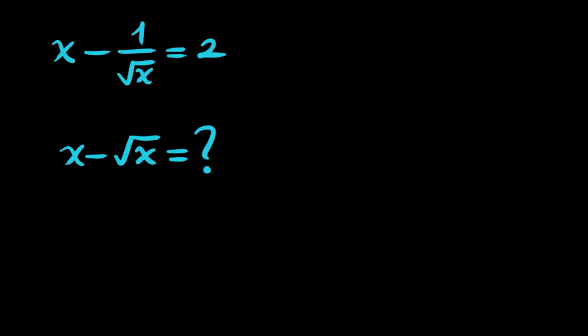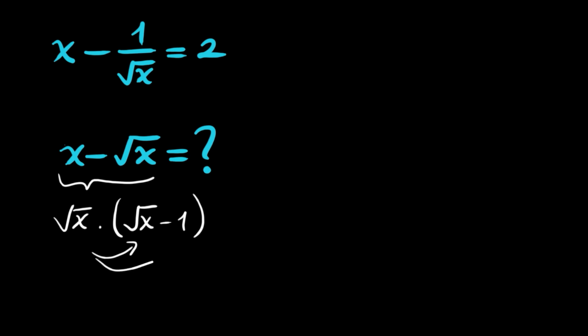We have (x - 1)/√x = 2 and we want to find x - √x. Now my friends, this x - √x can be written as √x times (√x - 1), since if we distribute this we'll get this expression again. Now I will show you a trick to get this expression easily.